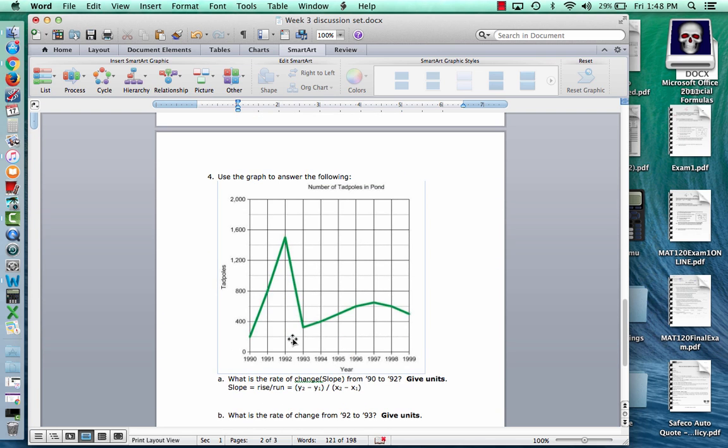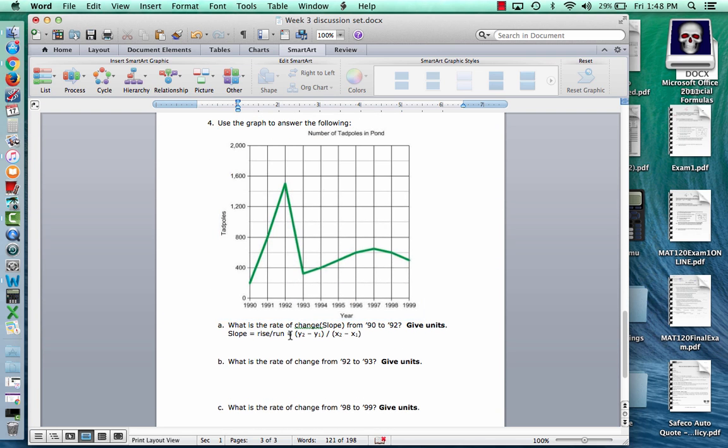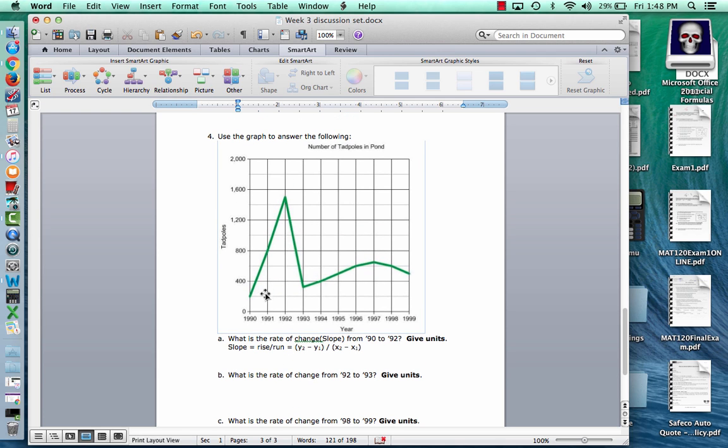Now let's look at this one. This one's a little harder. Students tend to struggle with this, so please pay attention. Alright, we have the year and the number of tadpoles in a lake. Looks like it goes up and goes down and starts to increase slowly and go back down again. It says, what is the rate of change or slope from 1990 to 1992?